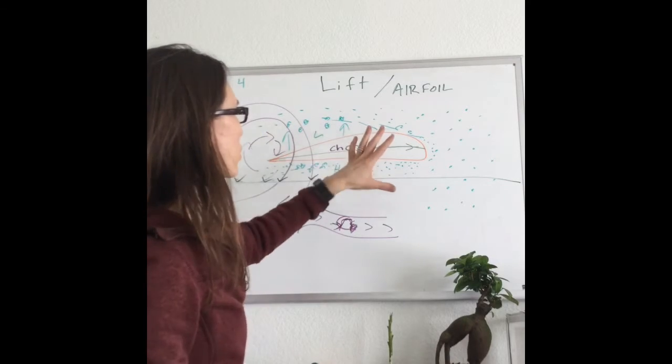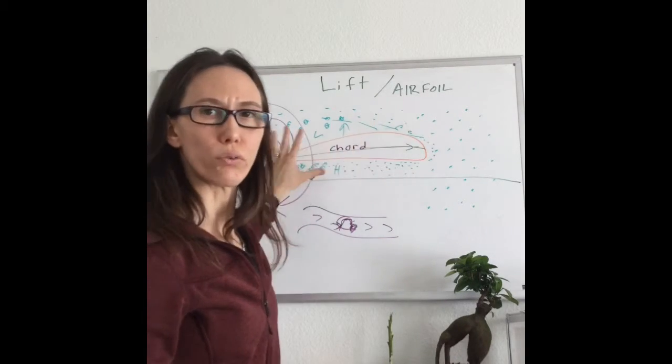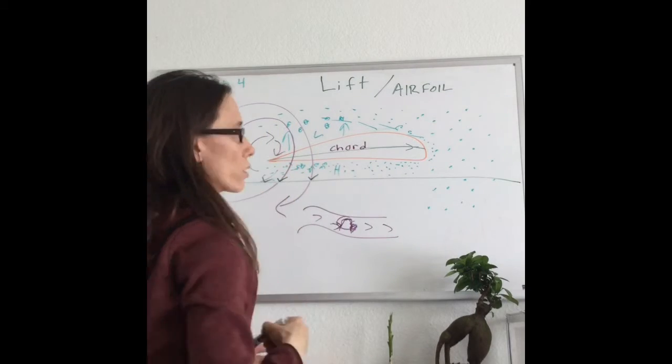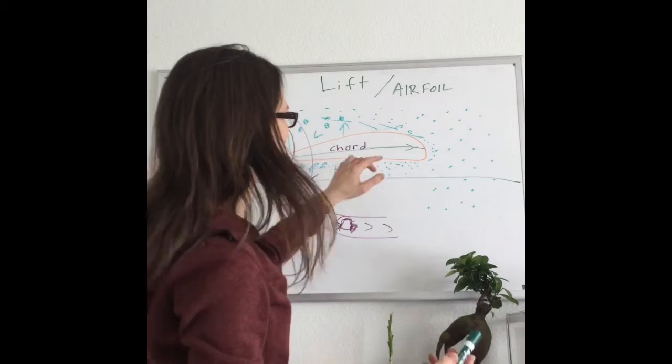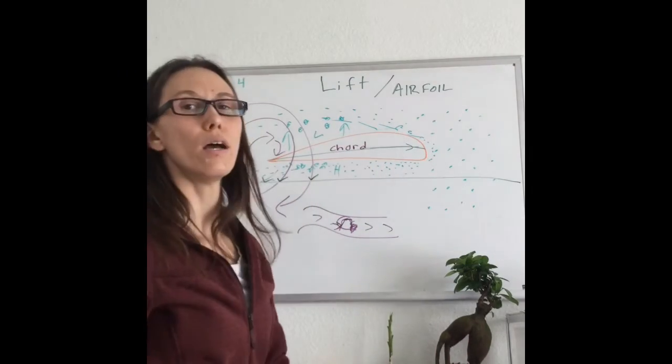So I hope you kind of understand that. I hope you have a good visual of why the airfoil works the way it does. And I want you to remember this is called the chord line, which will be important. It is from the leading edge to the trailing edge of the airfoil.